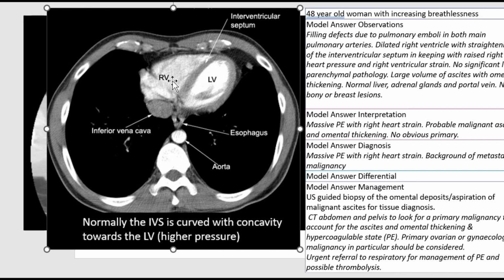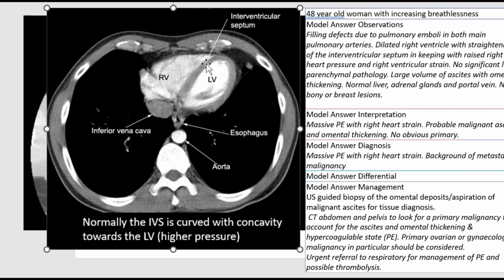This is the right ventricle, normal right ventricle, and this is the left ventricle, okay? Normally, the left ventricle wall thickness is greater than the right ventricle wall thickness. The left ventricular diameter is also greater than the right ventricular diameter. Why? Because the left ventricle pressure is higher than the right ventricular pressure.